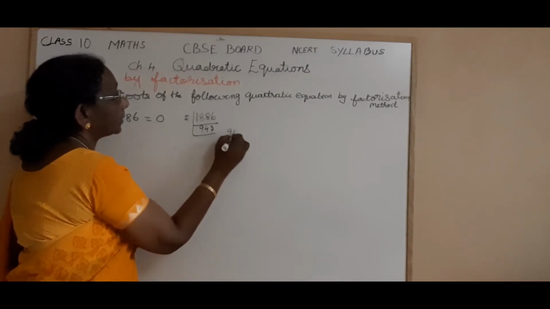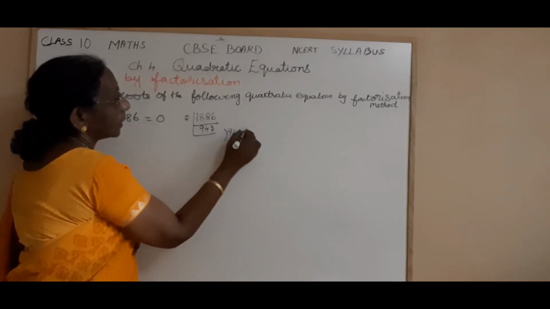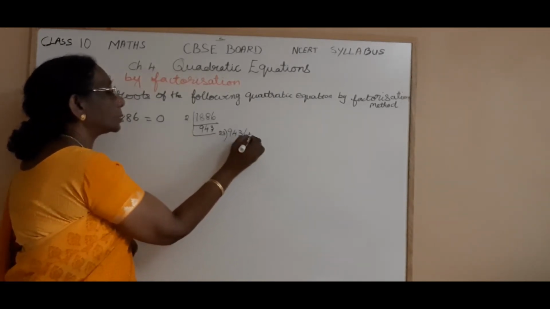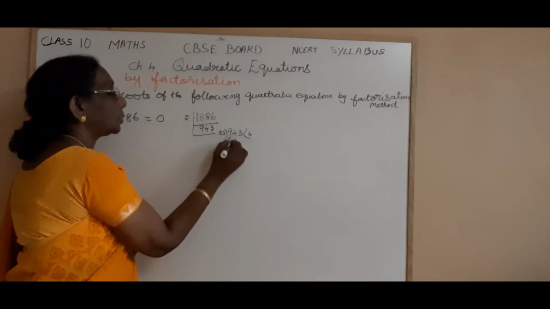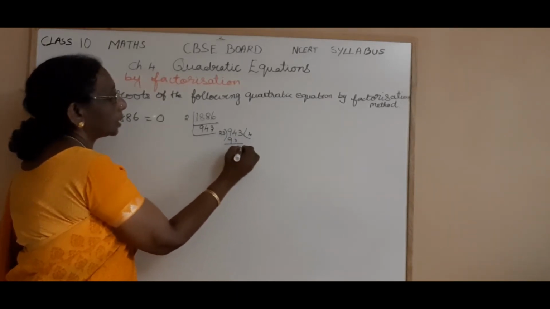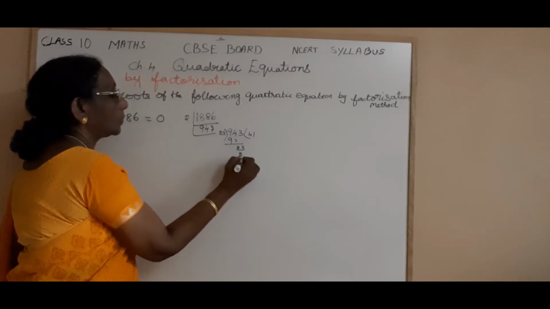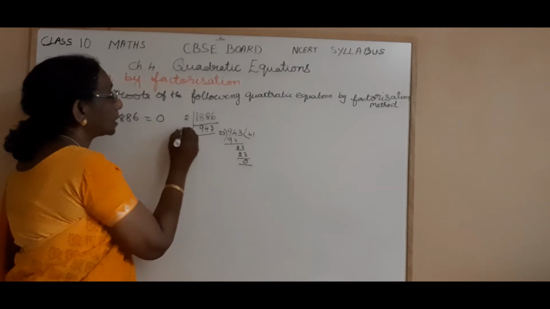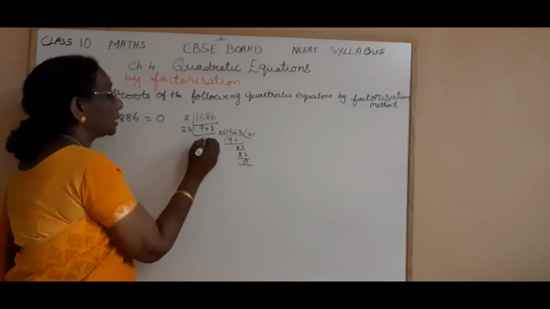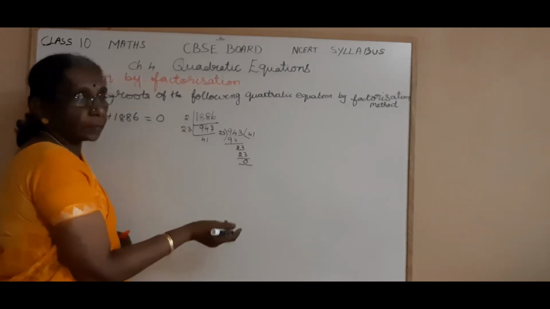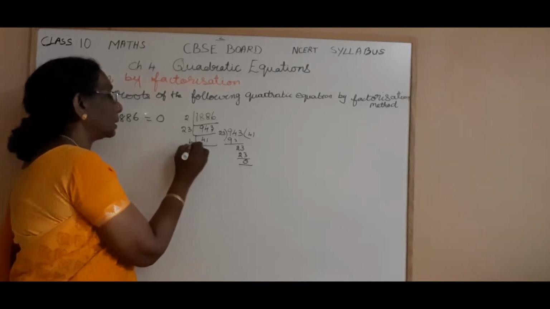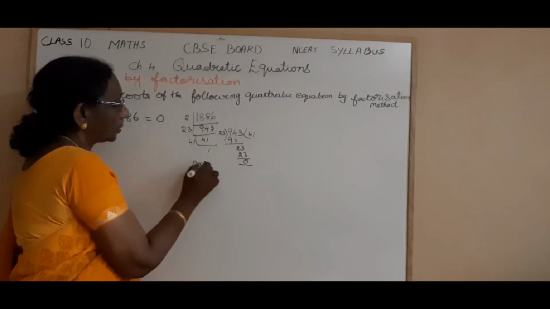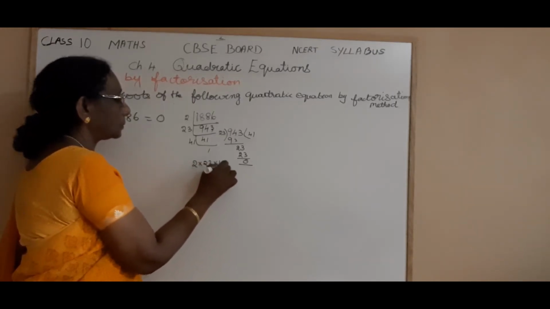Now let us divide by the next prime 23. 23 4s are 92. Subtract, 2 3 1. 1 time 23. So how many times 23 goes in this? 41 times. And 41 is a prime number. So you divide by 41 1 time. Now what are the factors? 2 into 23 into 41.